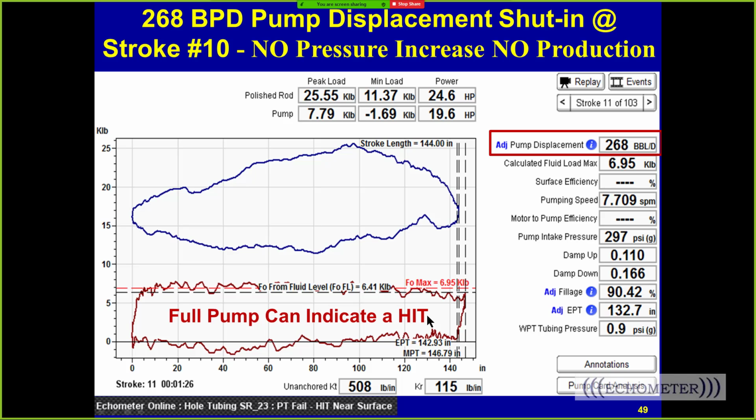So it could be the casing check valve. It could be oxygen corrosion of the tubing near the surface. But this is a high hole. This is a hole near the surface. It's not down deep because the height of the pump card indicates we're lifting fluid all the way to the surface.